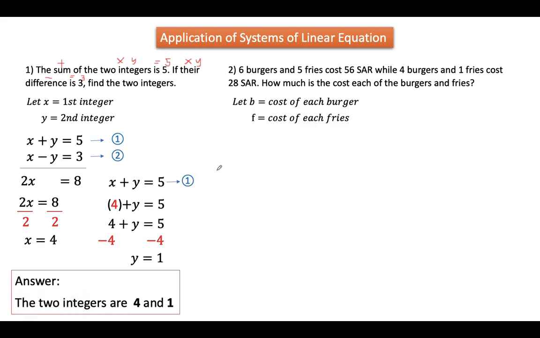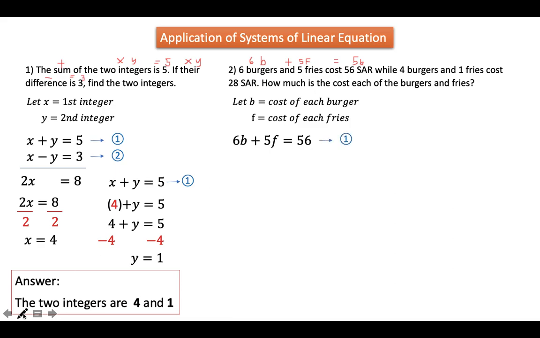So the second step here is to set up an equation. Since burger is represented by B, then "and" is translated as plus. Then we have fries, which is represented by letter F. Then cost, we can translate as equals, then 56. And this will be our first equation. So we can write here 6 from here, then we can also write this 5 as well. So that will be our equation 1: 6b plus 5f equals 56.